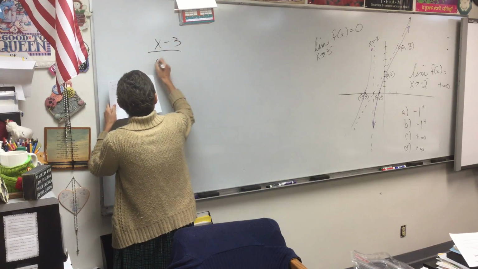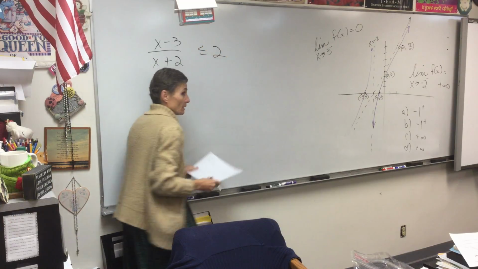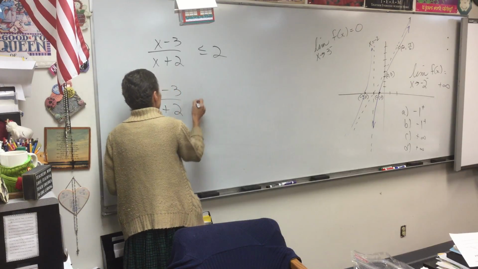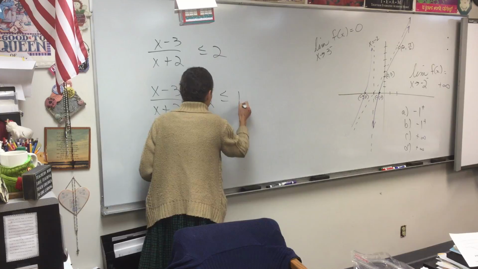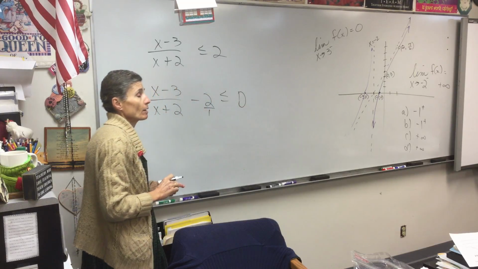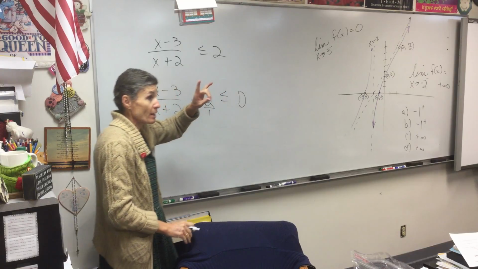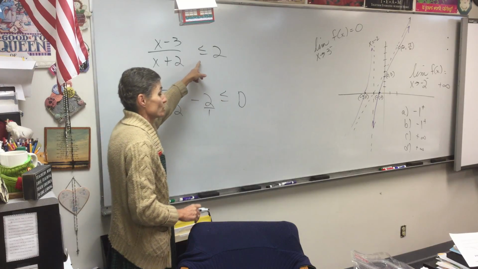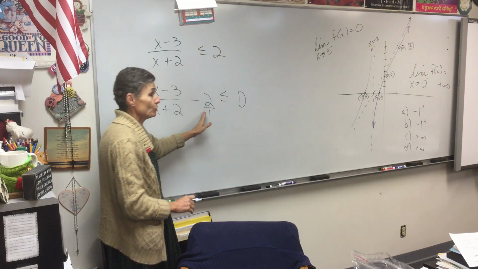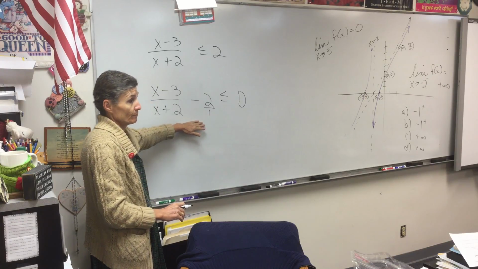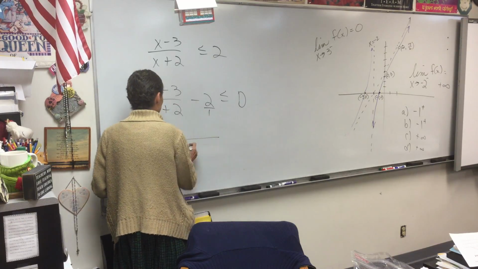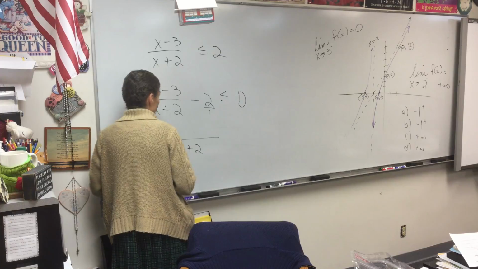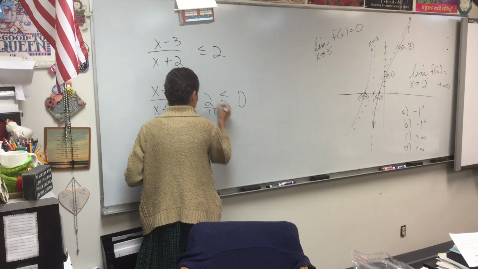Anybody remember how you approach something like this? Subtract the 2. Very good. Remember, this is the kind we talked about, where you are tempted to multiply, but you can't. You cannot multiply because you don't know if it's positive or negative. You don't know whether to switch the sign or not. So we're going to subtract the 2, which is 2 over 1, and then get a common denominator, which is x plus 2, and that means we have to multiply this one by x plus 2 over x plus 2.